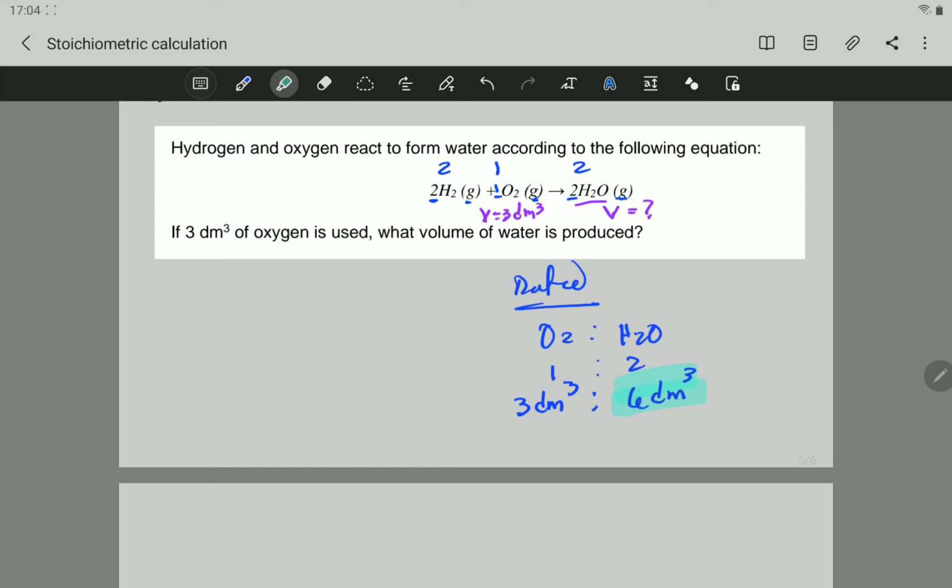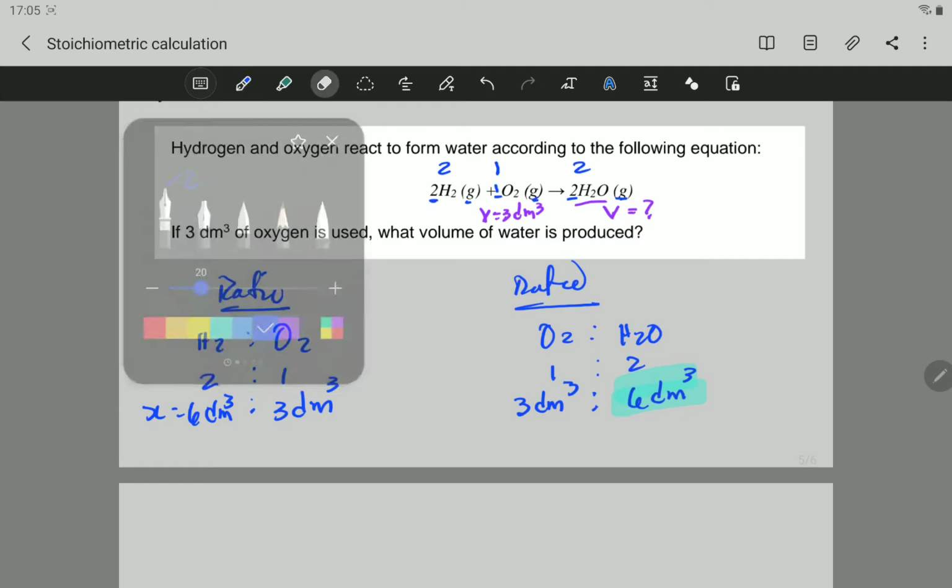We can do the same, and let's just find out how much hydrogen in decimeter cubed we needed to produce the 6 decimeter cubed of water. We can use the ratio of any of them, either reactant to reactant or reactant to product. So we're going to use, for example, the ratio of H2 to O2. This is not part of the question, this is just for you to see further. The ratio is 2 is to 1. So for every 2 decimeter cubed of hydrogen gas, you will need only 1 decimeter cubed of oxygen. If the oxygen is 3, which is what is given to us, then the hydrogen is double that amount. So it is going to be 6 decimeter cubed of hydrogen.